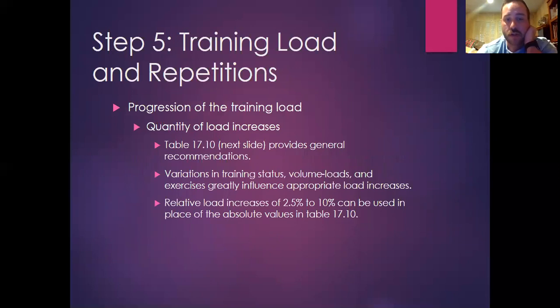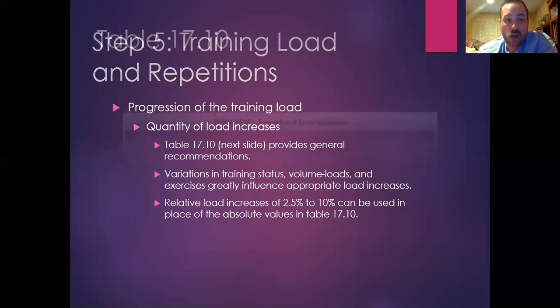Progression of the training load. Relative load increases of 2.5 to 10% can be used in place of absolute values. Basically, here's the gist of it. You can add weight and the percentages to the upper body, but it's going to go at a slower pace than that of the lower body. The upper body is strong, but it's not as strong as the lower body. So that lower body will adapt a little faster sometimes, and you'll be able to put bigger loads on quicker than you would on the upper body.